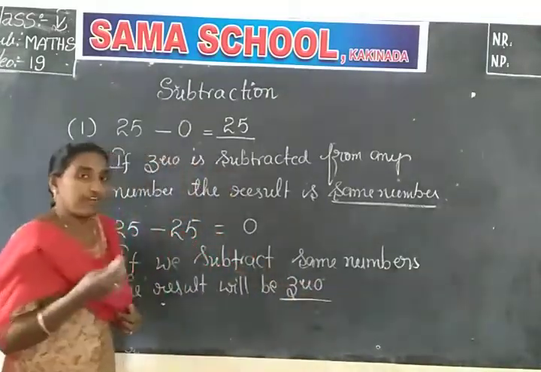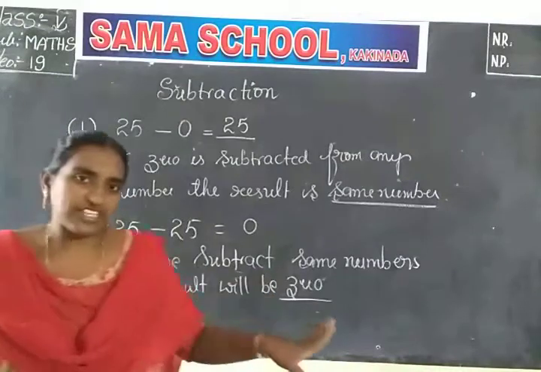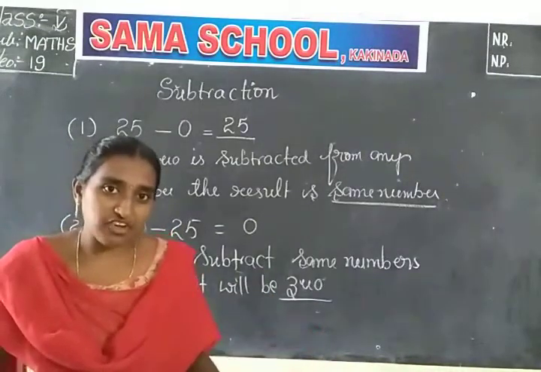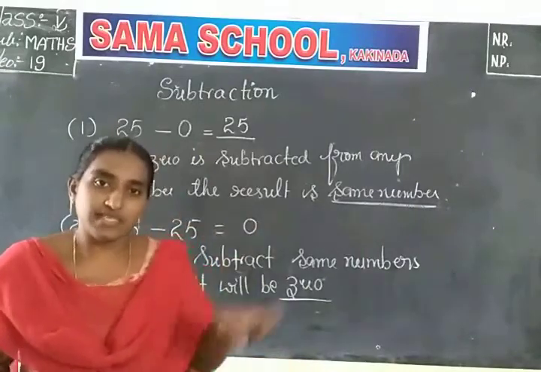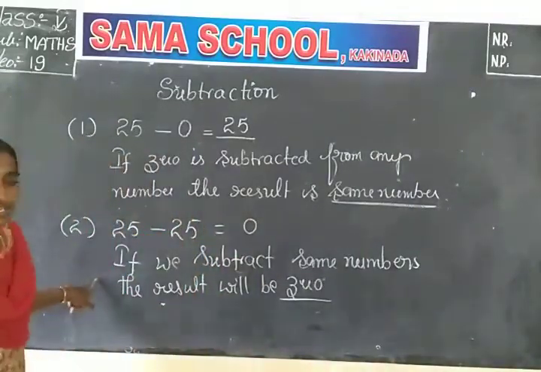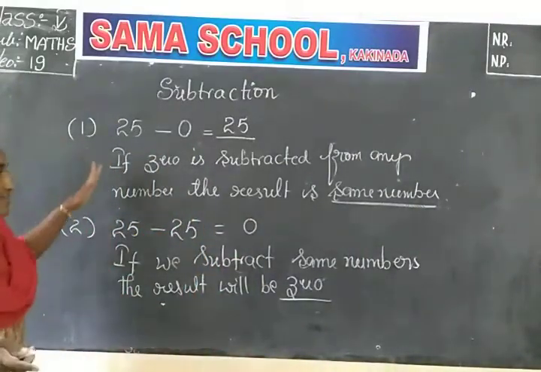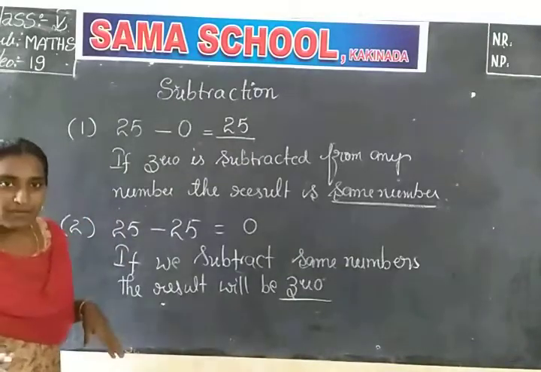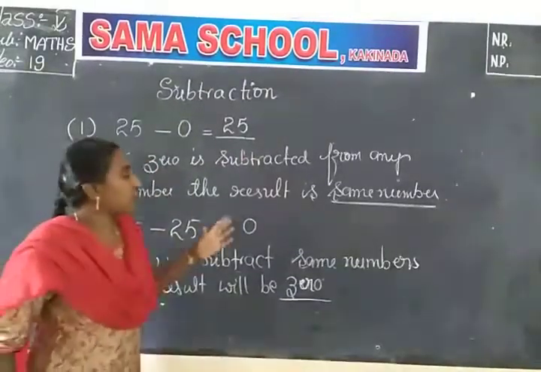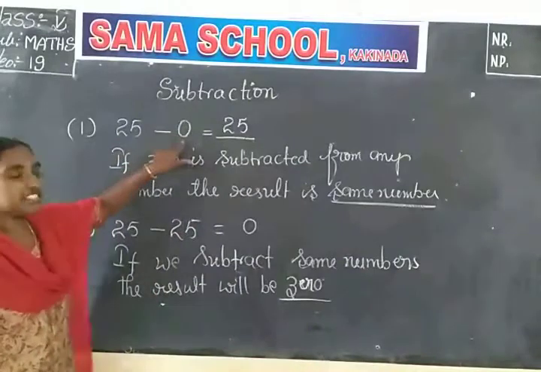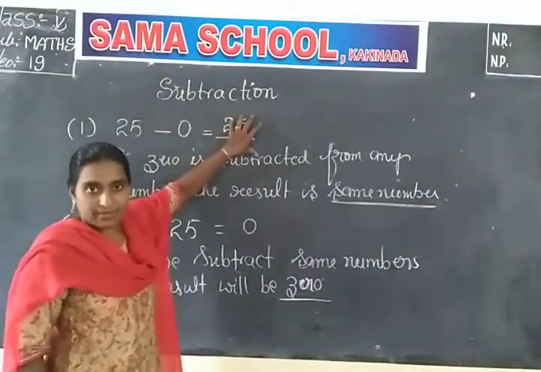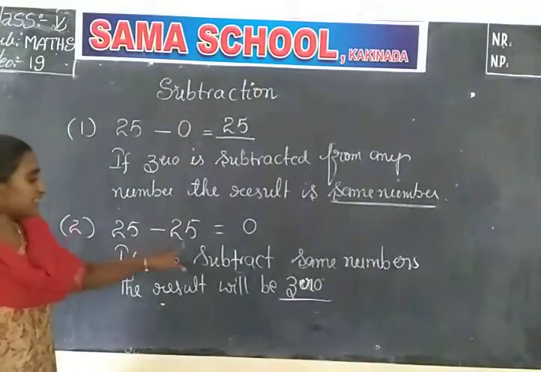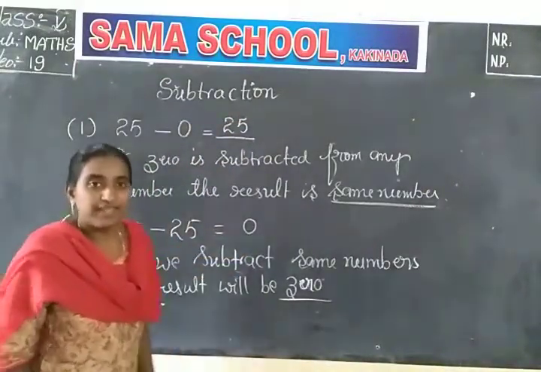I have given you 5 chocolates and you ate all the 5 chocolates. How many chocolates are left over? No chocolate is left over. So what will be the answer? 0. Okay, this is the second property. Like this we have 2 properties in subtraction. What are the 2 properties? If 0 is subtracted from any number, the result is the same number. And if you subtract the same numbers, the result will be 0.